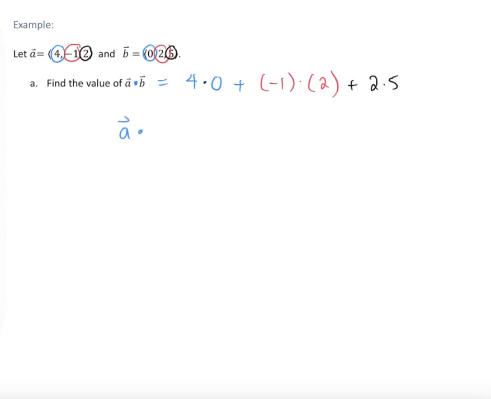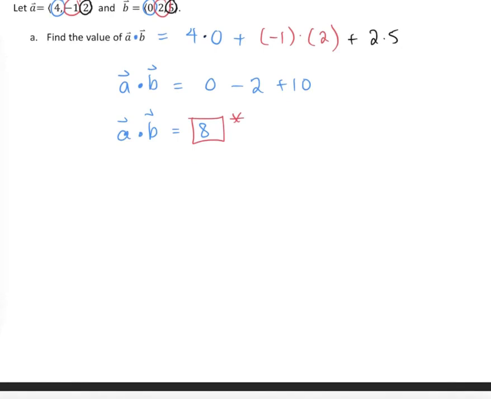So A dot B, the dot product between two vectors, is going to be 0 minus 2 plus 10. When we combine all those quantities, we get the scalar quantity, which is +8. +8 is not a vector, so it doesn't have a vector hat, and that is the dot product of those two vectors.